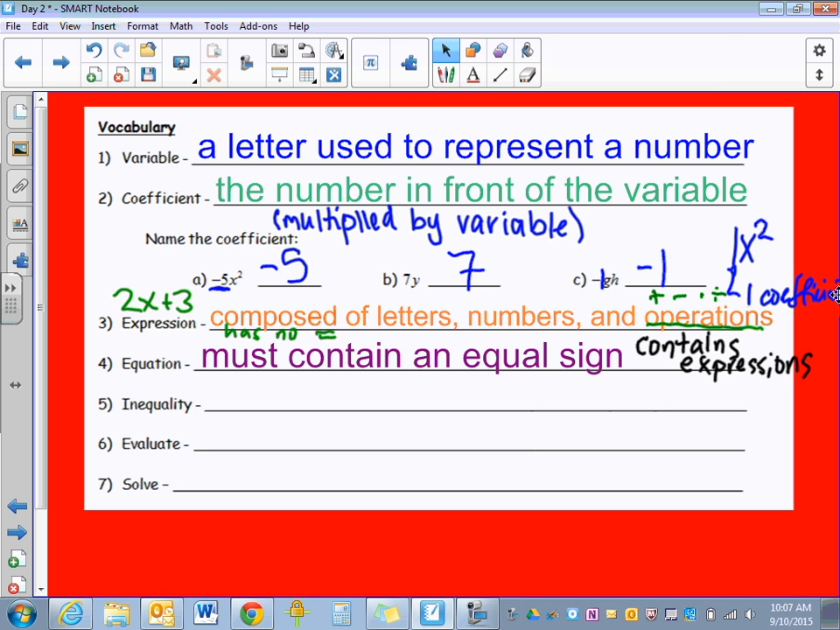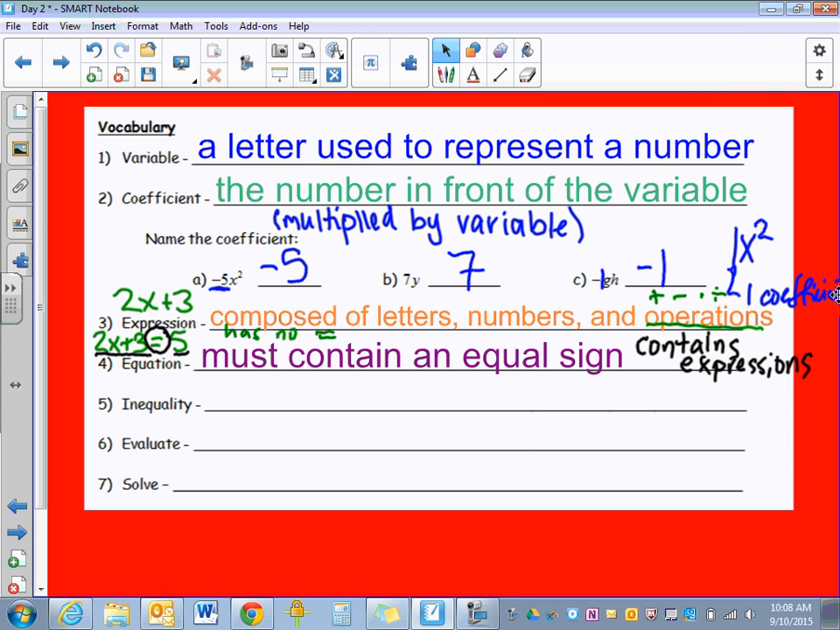So an example of an equation is if I had 2x plus 3 equal to 5. The 2x plus 3 is an expression, and the 5 is an expression, a very short one, but it is an expression. So we have an expression equal to an expression. This equal sign is how we know it is an equation. So for equations, we will be solving, and our answer will be x equals. For expressions, we will be simplifying, just combining like terms.